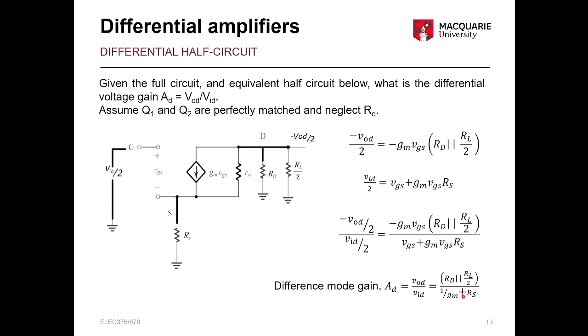And you can imagine how this expression will simplify if we take assumptions such as GM being much smaller than RS, and things like that. You can remove parameters and end up with an expression of GM/RD, which was our previous gain expression.